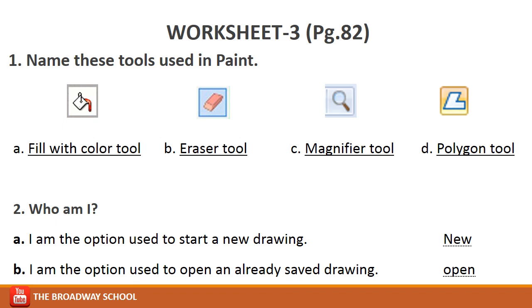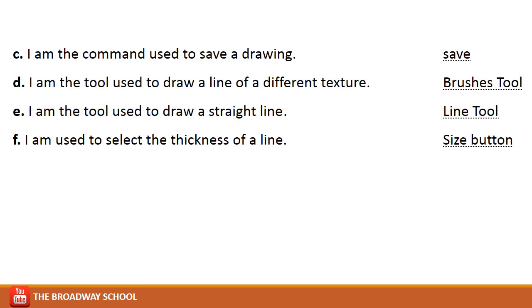The second question is, who am I? Number 1, I am the option used to start a new drawing. And this is actually about the new option. The next statement is, I am the option used to open an already saved drawing. And it's about open. The next statement is, I am the command used to save a drawing. And it's about save. The D part is, I am the tool used to draw a line of a different texture. And it's about brushes tool.